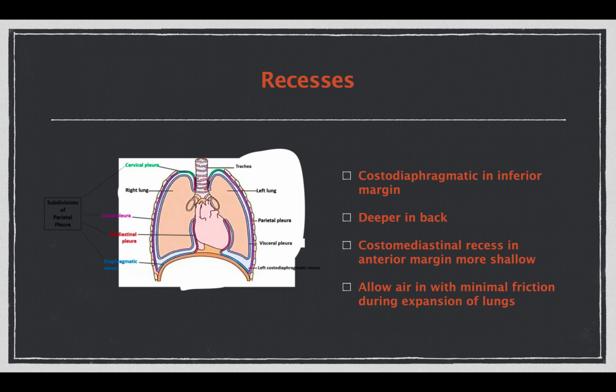Okay, recesses. There are the costodiaphragmatic recesses in the inferior margin, and it's usually deeper in the back, of course, because the lungs are on like a hollow, dome shape. So the mediastinal recesses in the anterior margin are going to be more shallow, and the recesses just allow air in with minimum friction during the expansion of the lungs. So it's kind of like a little pocket for, I don't want to say extra air, but it's there just in case you need to hyperinflate your lungs, like when you take a deep breath before jumping into the pool.